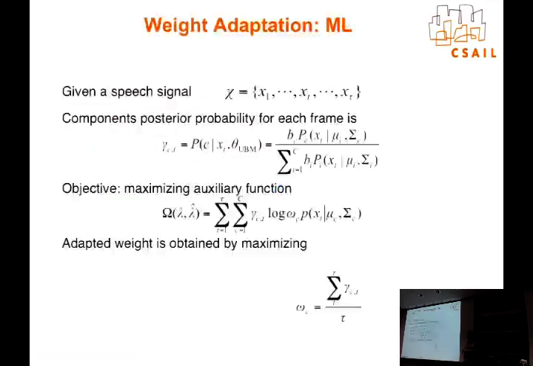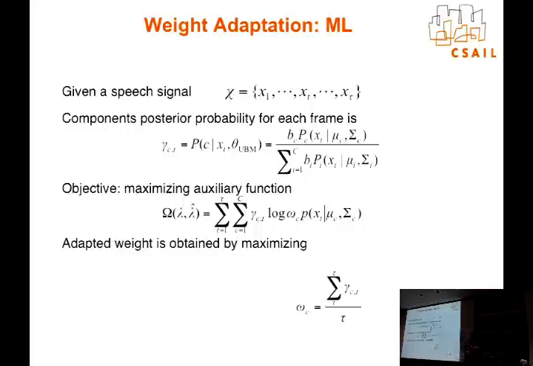So supposedly you have a universal background model, GMM. The way we do adaptation is, for example, you have a stream of frames, you compute the posteriors, and you try to maximize the auxiliary function that is based on the weights here. If you want to do maximum likelihood, you only accumulate these posteriors and divide by the number of frames, and you have the maximum likelihood.